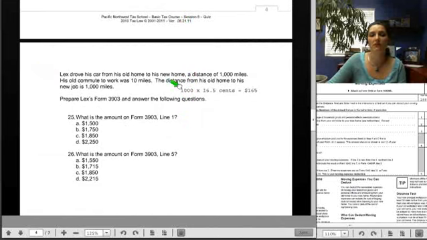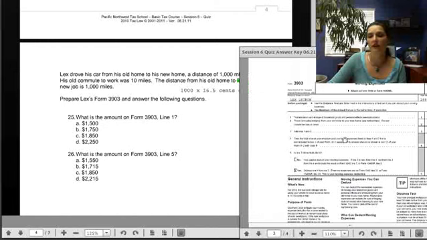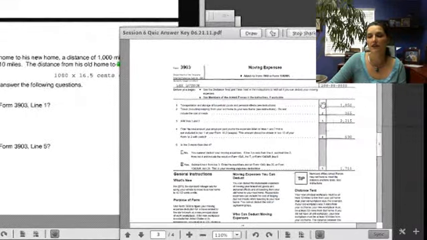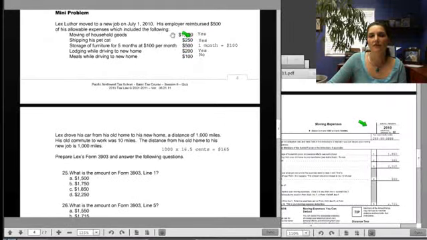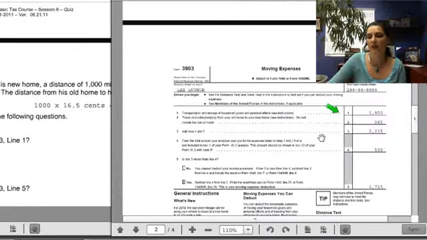It also says that Lex drove his car from his old home to his new home a distance of 1,000 miles, and we're going to look at the standard mileage rate that he is allowed to claim, and that is 16.5 cents per mile times 1,000 miles gives us a deduction of $165. Let's take a look here at the finished 3903 for Lex, and you will see that he has allowable expenses entered on line 1 totaling $1,850, and where we get that from is the addition right here. $1,500 plus $250 is $1,750 plus $100 is $1,850, and that's where we got the $1,850 on line 1.